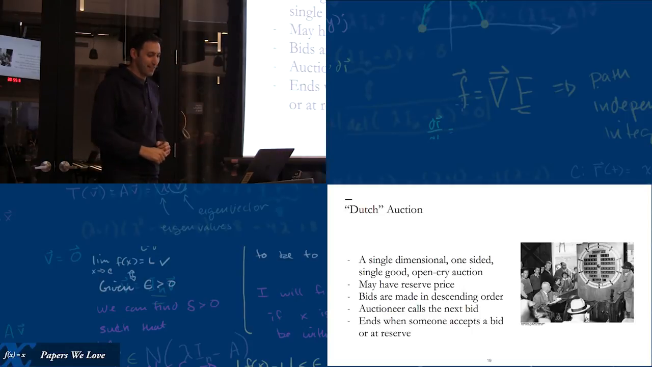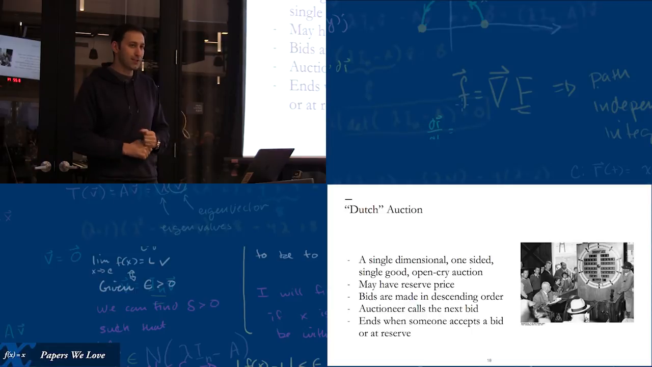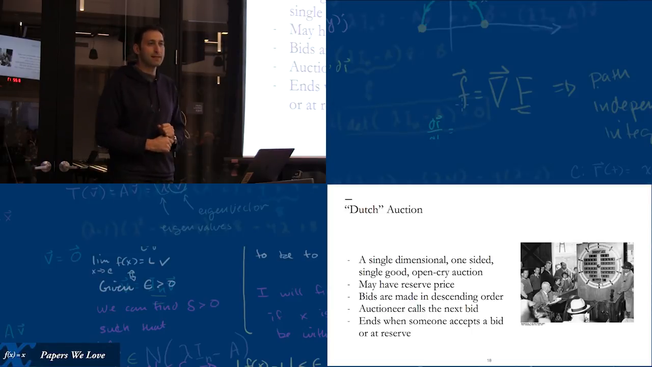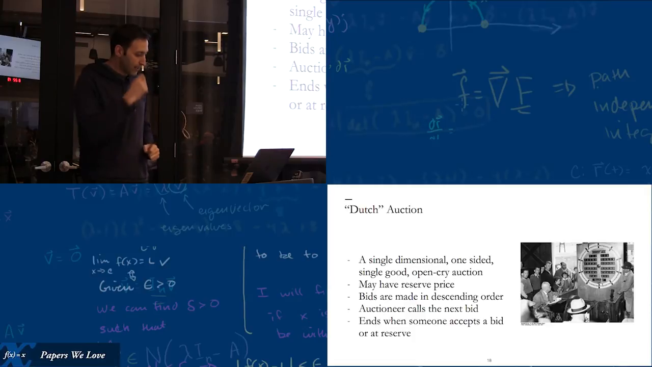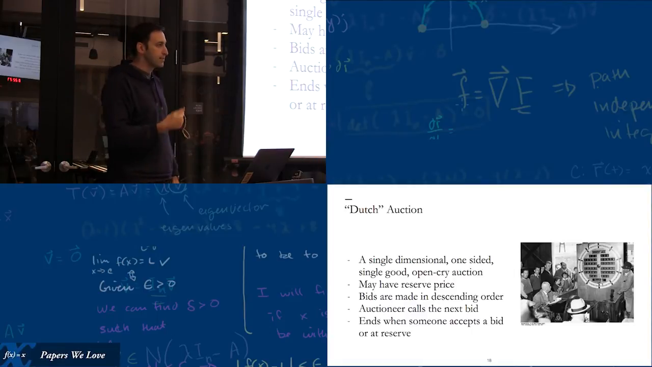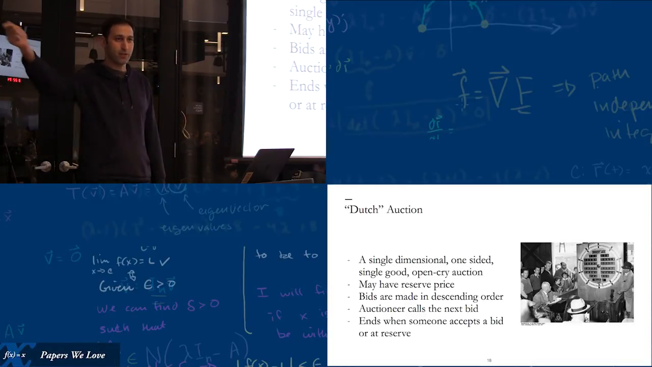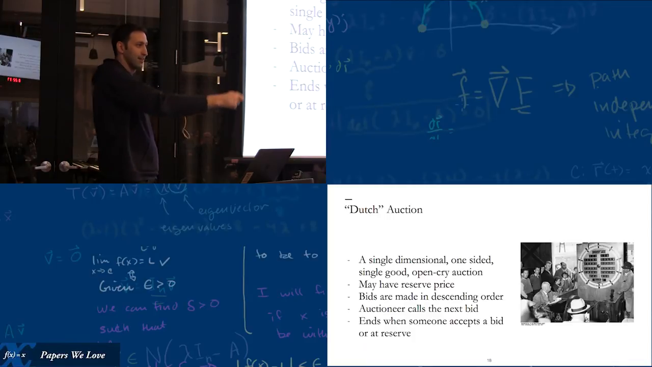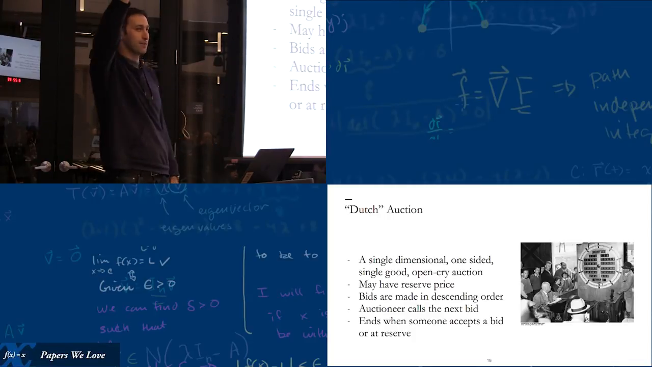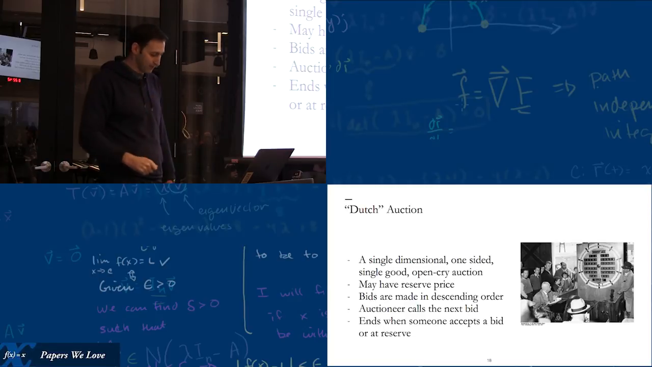The next most familiar type of auction is the Dutch auction. So it's a single-dimensional, one-sided, open cry, single good auction, except that the bids are happening in descending order. And the first bidder to accept the price, the first one to raise their hand, is the one who wins the lot. That's why sometimes these auctions used to be called descending clock. The way they were implemented without computers is that there was an actual clock, and the price would go down until somebody says, I want this at that price. And the lot would go to them.